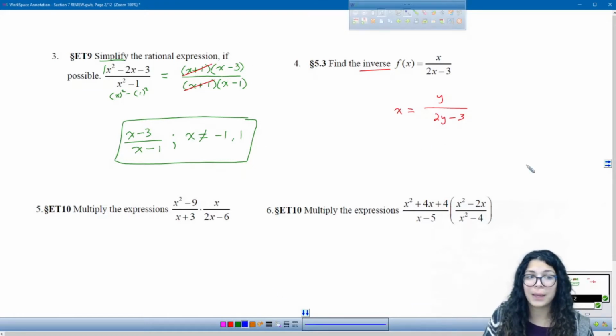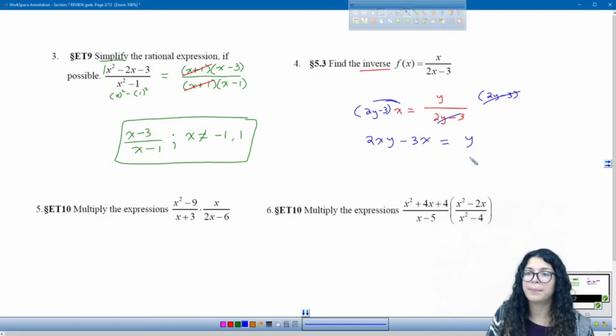Now, in order to solve for y, I'm going to need to multiply by 2y minus 3 on both sides just to get rid of the fraction. Once I distribute x, I get 2xy minus 3x. And on the right-hand side, I just have y. So I have multiple terms with the variable that I am solving for. Whenever I have multiple terms with the variable that I am solving for, I do need to bring all of those terms to the same side. So now I have -3x equals y minus 2xy.